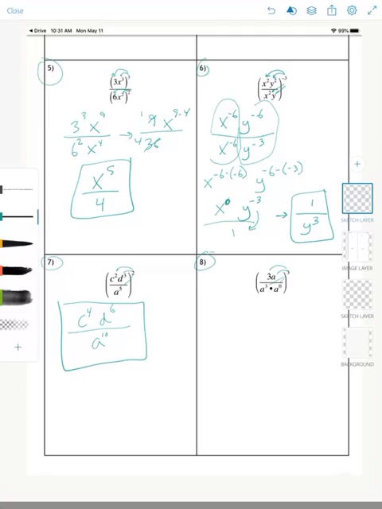Finally, number 8, the 3 goes to the 3 and to the a. So 3 to the 3rd, a to the 3rd, over a to the 3 times 3, or a to the 9th, and then a to the 0 to the 3rd. 0 times 3 is still 0. Okay, so on the bottom, this just becomes 1.